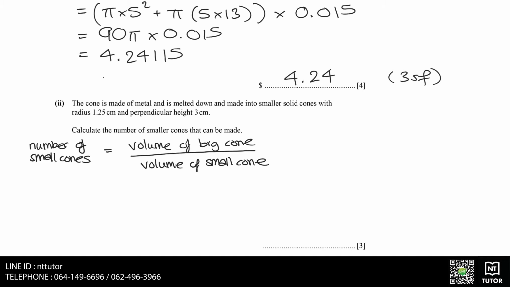But it's important to remember that if we did need the formula of the volume of a cone, then the question would have given it to us. This means that we do not need the formula for the volume of a cone, because we will be doing volume divided by volume, and that would cancel out the formula anyway, as you will see now.